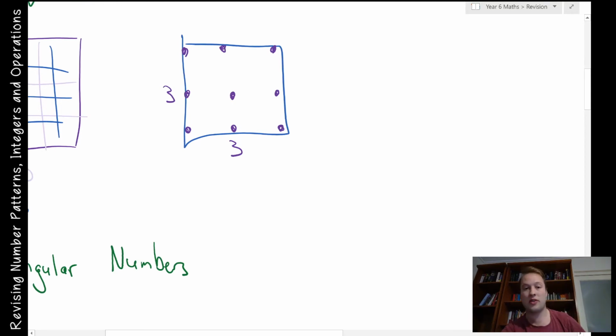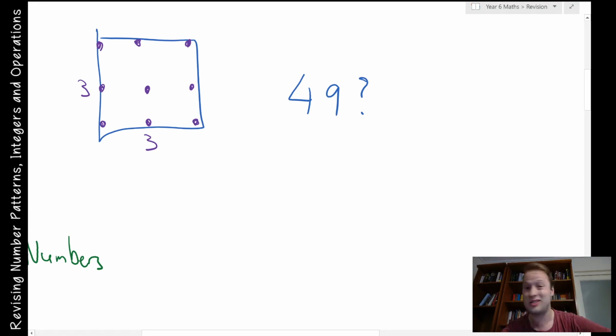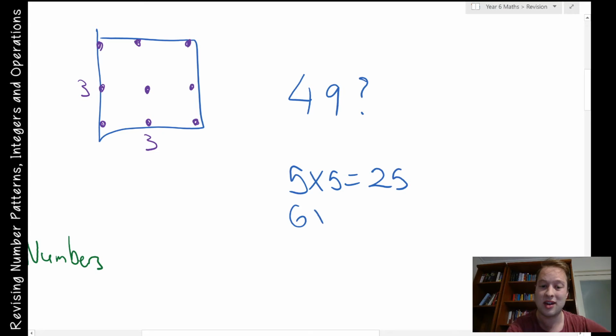A few tricks for working out what a square number is: if the question said, is 49 a square number? One way to do it is trial and error. What's 5 times 5? 5 times 5 equals 25, and that's not 49. I'll try the next one. What's 6 times 6? 6 times 6 is 36. That's not it either. I'll just keep going until I see if a number answers 49.